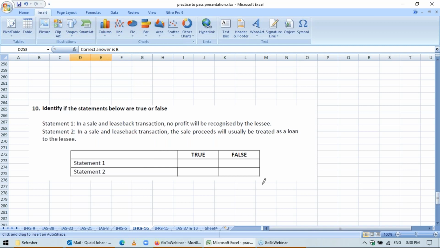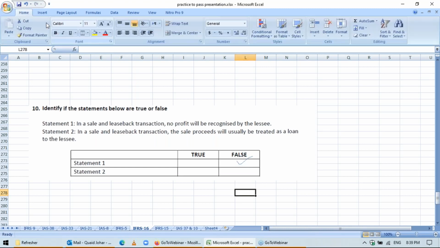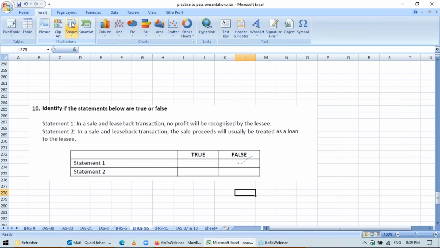Statement 1 says, in a sale and leaseback transaction, no profit will be recognized by the lessee. No, that's not correct. In a sale and leaseback, you could recognize profit if a portion is retained. So it's not always. This is false.